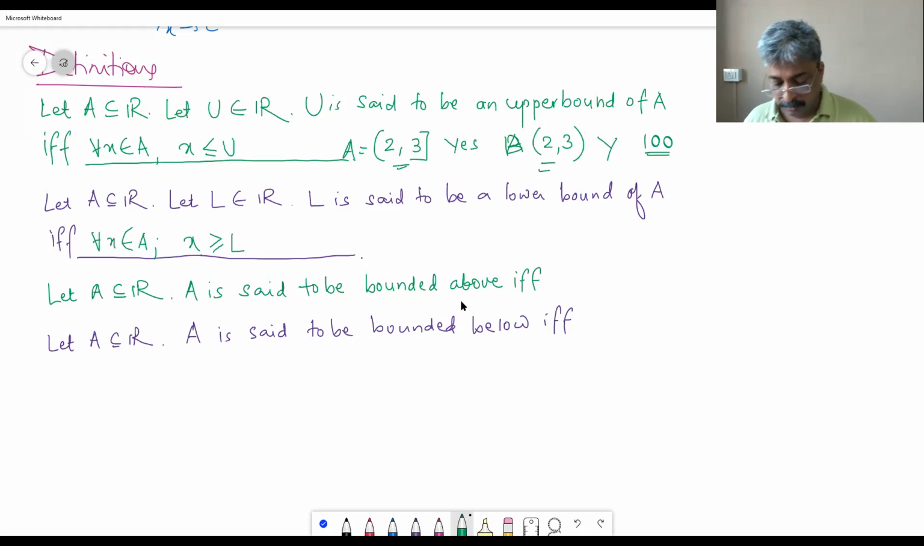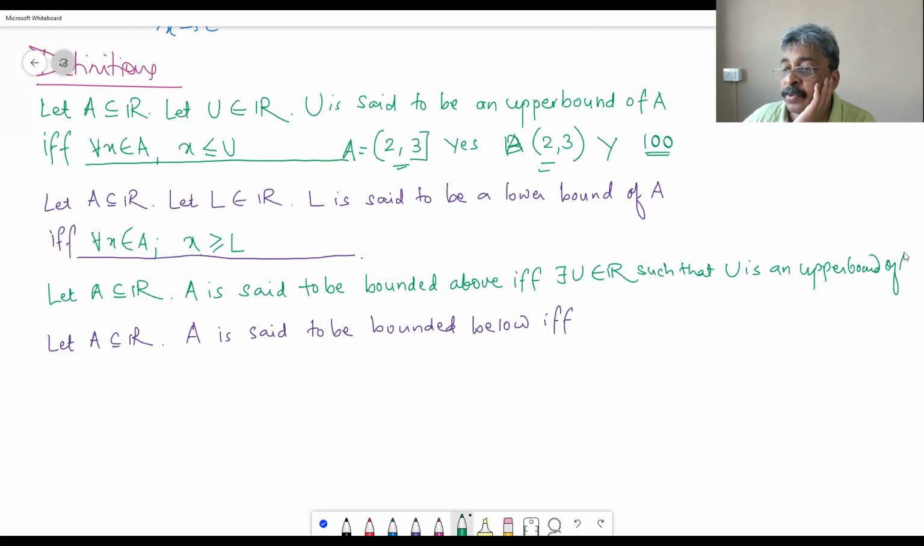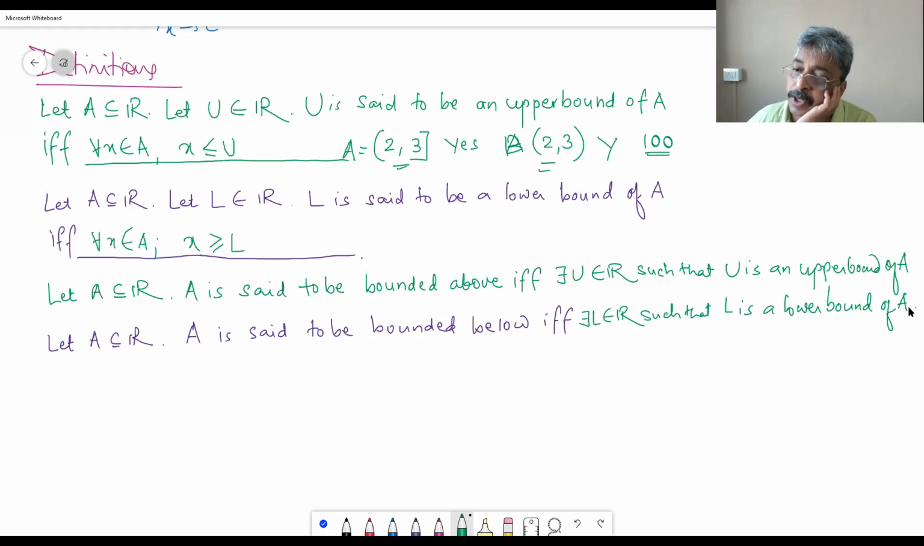A is said to be bounded above if and only if there exists U belonging to R such that U is an upper bound of A. A is bounded below if and only if there exists L belonging to R such that L is a lower bound of A. Systematic: bounded above, bounded below.